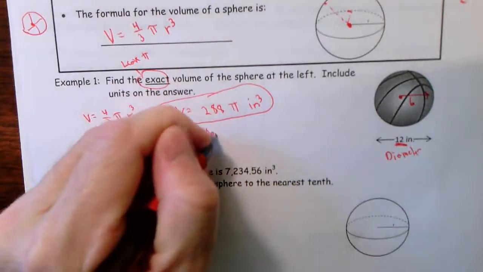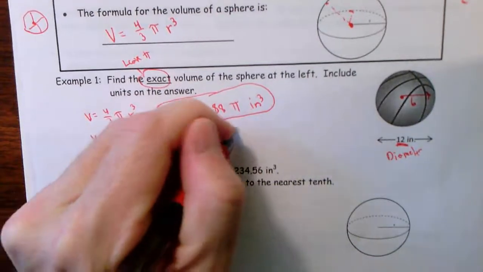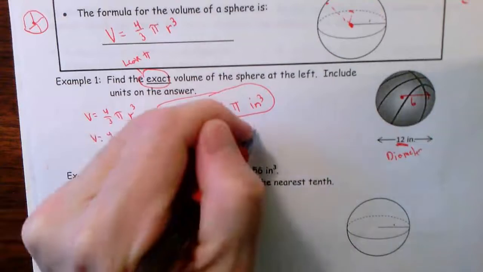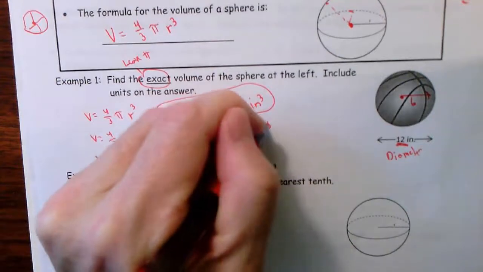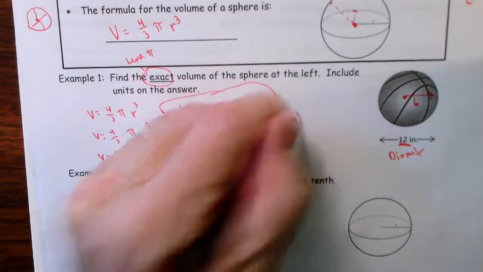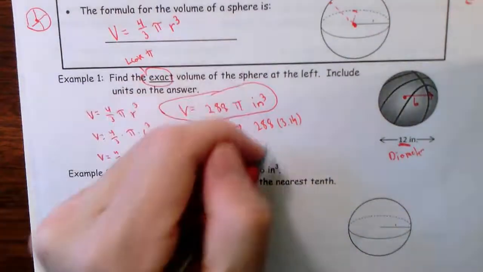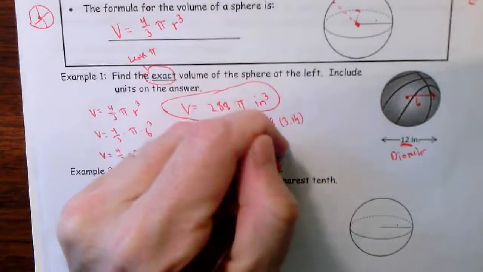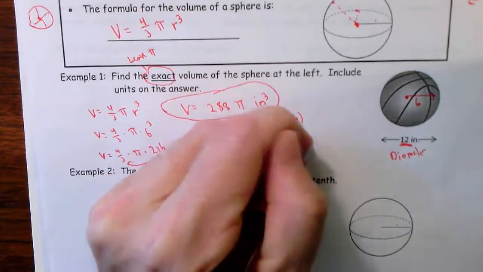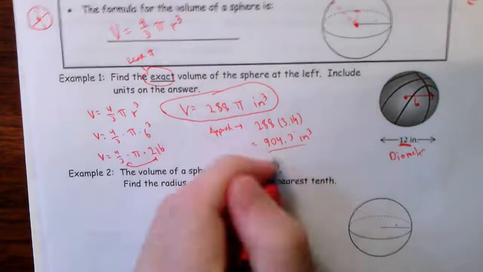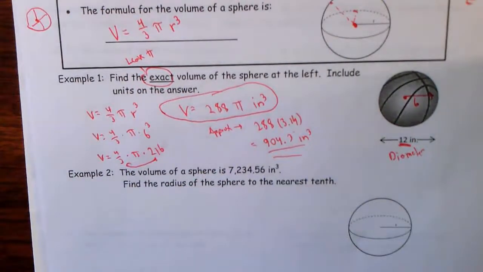Now, if you want to approximate that, you go ahead and put 3.14 in for pi. And when you do that, I think you get about 904.3 cubic inches. It's pretty large, isn't it?